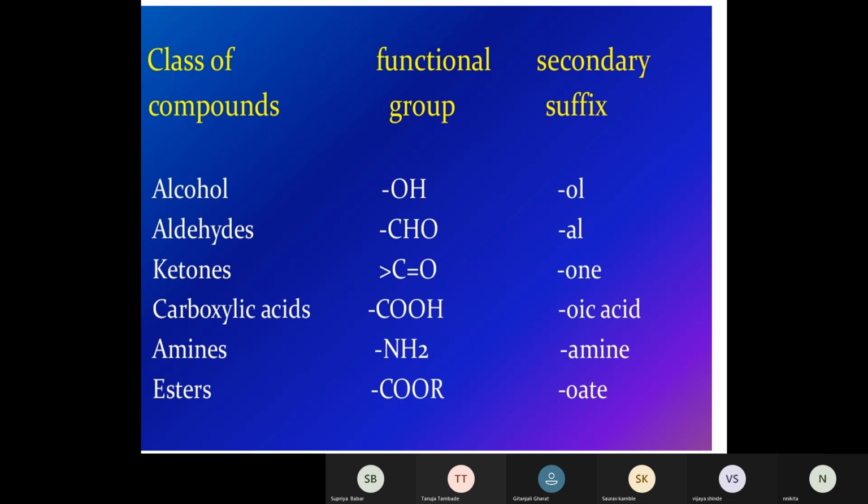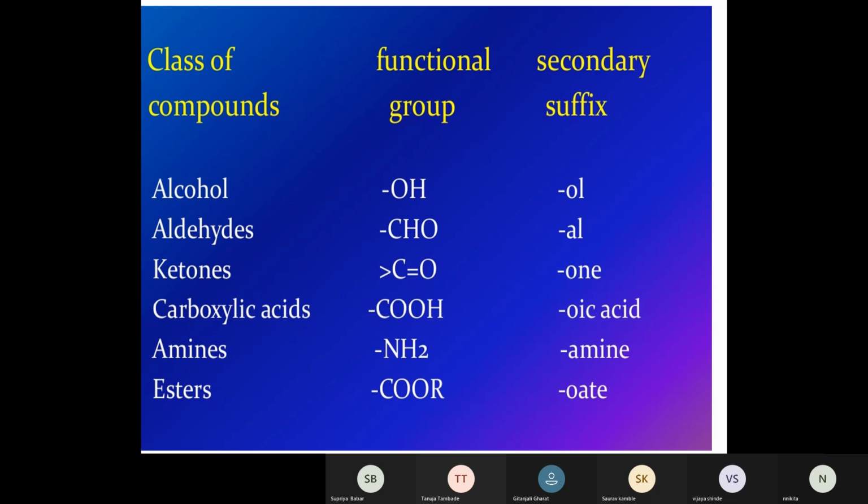Now CHO for the aldehyde is also written like this, but in actual fact, if we have to show the bonding, carbon is attached to hydrogen and the carbon is double bonded to the oxygen.